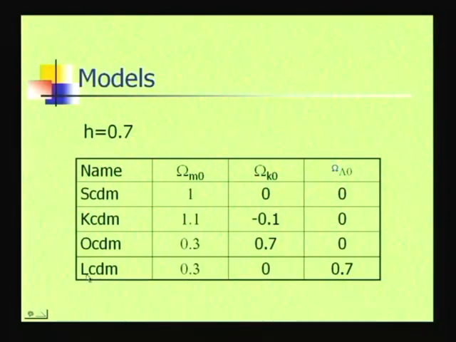Finally, we also consider LCDM, which is currently believed to be the model that describes our universe. Omega matter 0.3, the universe is spatially flat, and the rest of it is in this cosmological constant or dark energy. Okay. Just to remind you what is the meaning of all of this.